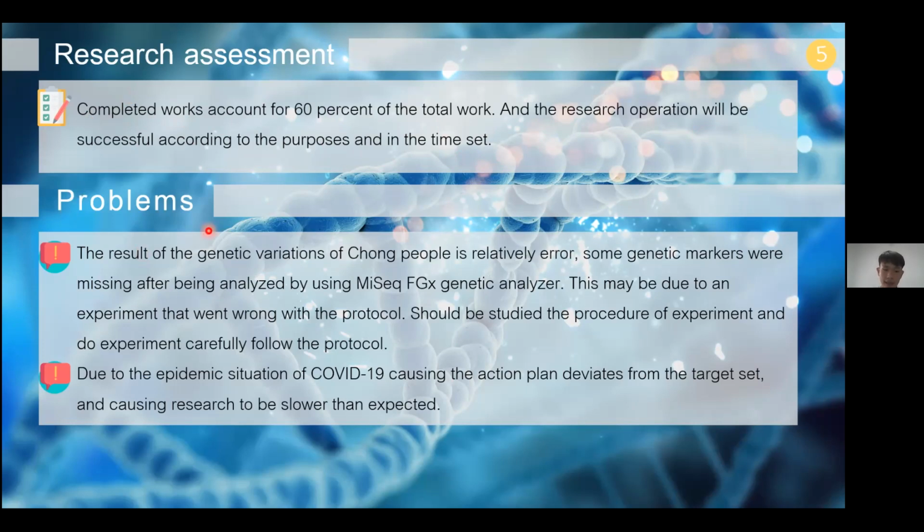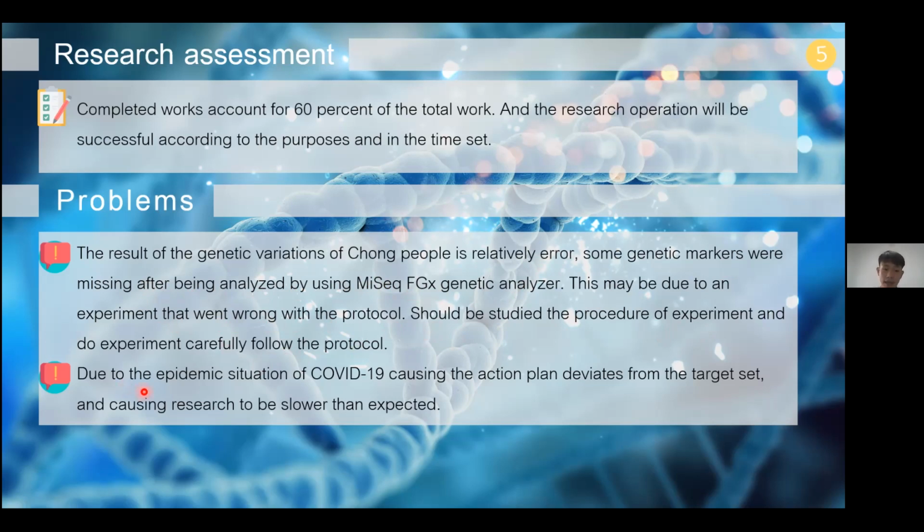And the last topic is the problems that happened in my study. The result of the genetic variations of Chong people is relatively rare. Some genetic markers were missing after being analyzed by using MySeq FGX Genetic Analyzer. This may be due to an experiment that went wrong with the protocol. The procedure of the experiment should be studied and done carefully, following the protocol step by step.